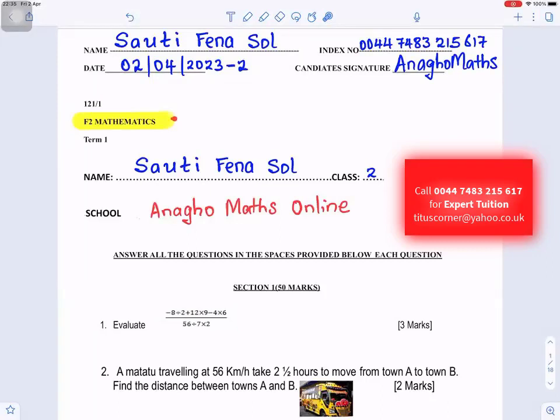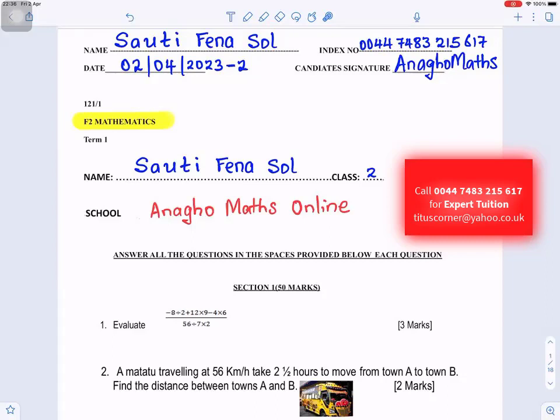F2 Mathematics. Name Soti Fena Sol. Date 2nd of April 2021. Index number. Candidate signature. Term 1. School: Anago Maths Online. Answer all the questions in the spaces provided below each question.